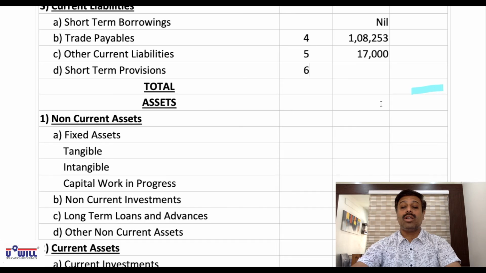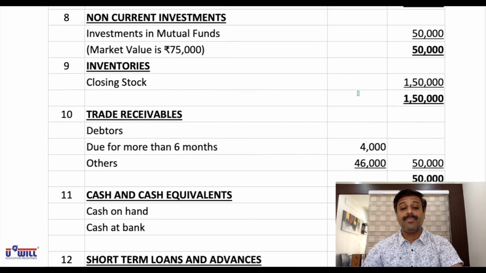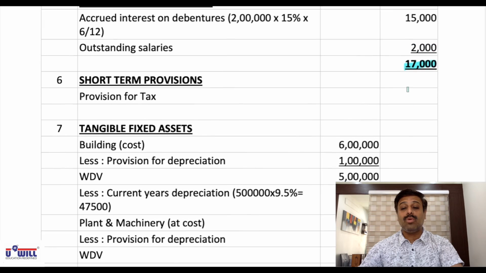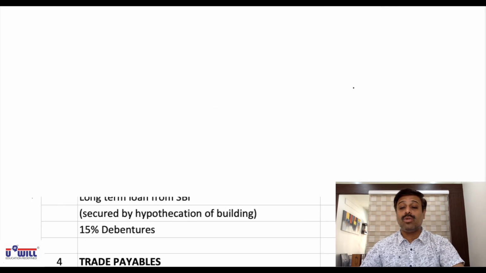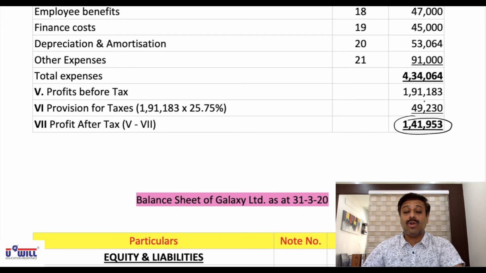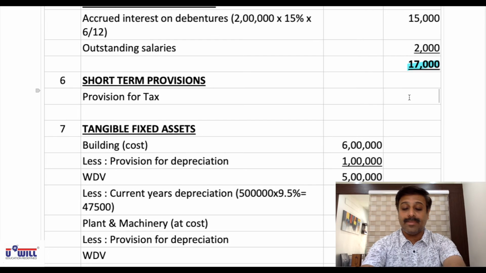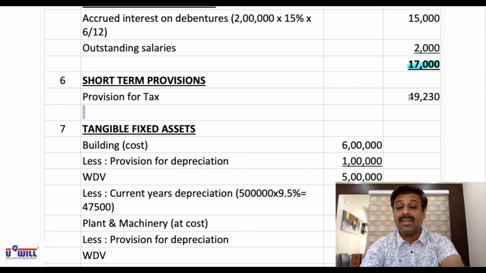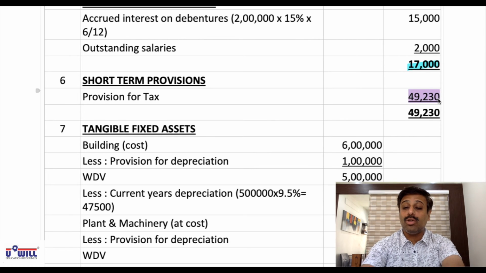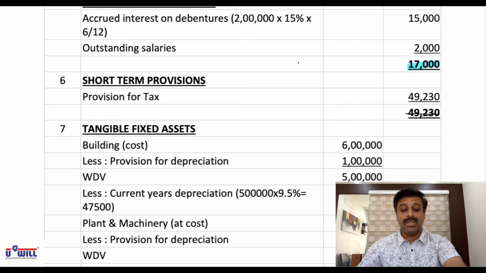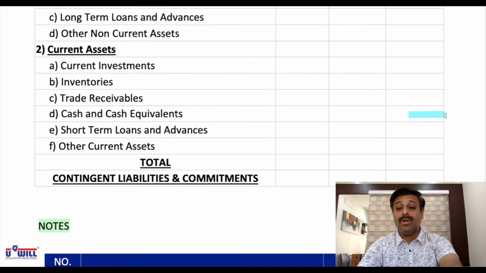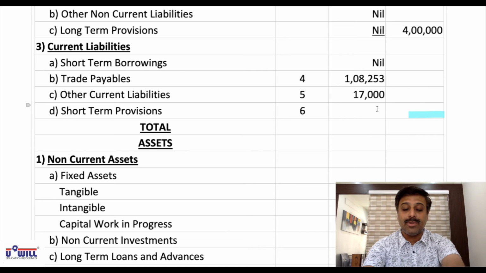Then short-term provisions from note number 6. Okay, short-term provisions we forgot to write that amount. See in profit and loss, what did we get? Provision for tax, 49230. So all of you write down that 49230 over there, and that itself will become the total. Short-term provisions are 49230. All of you write down in balance sheet 49230.